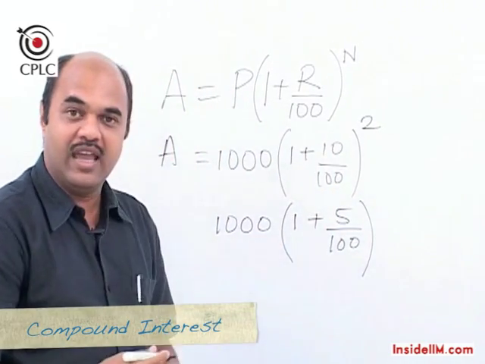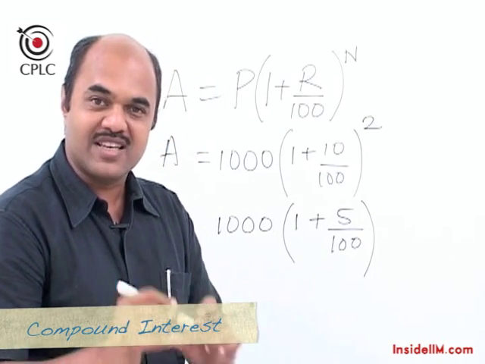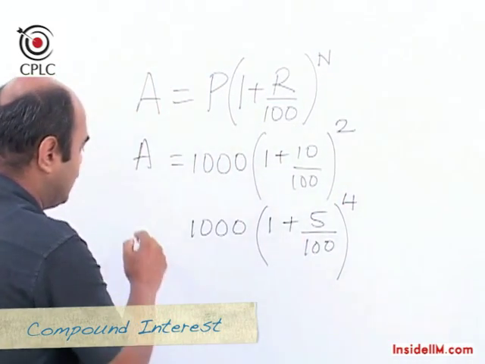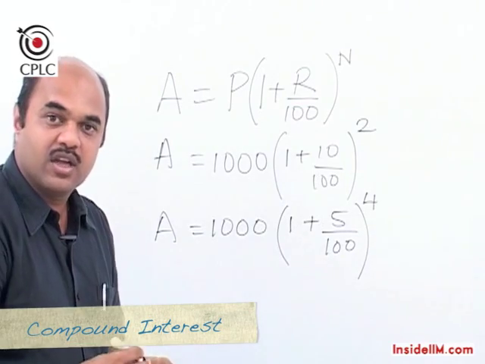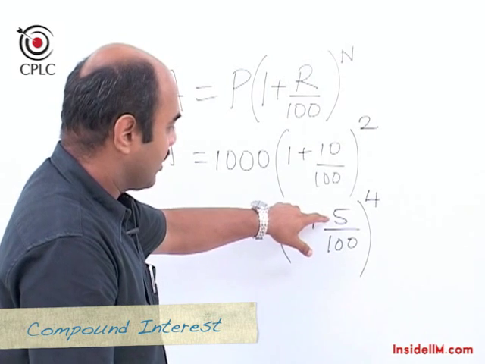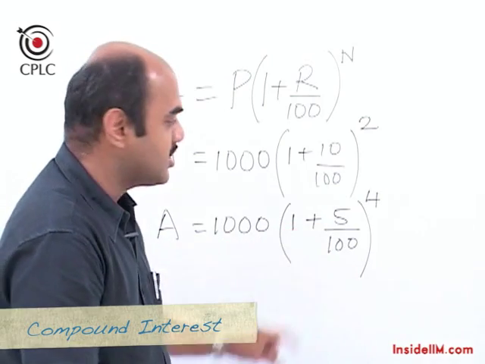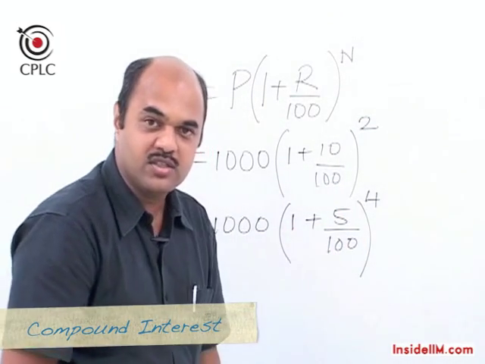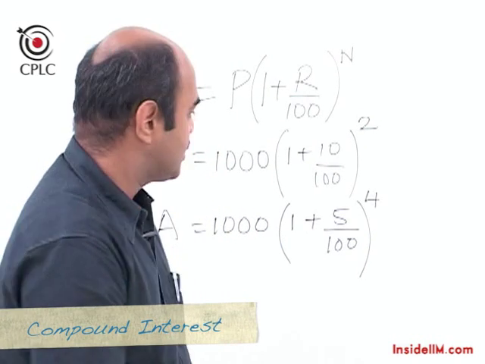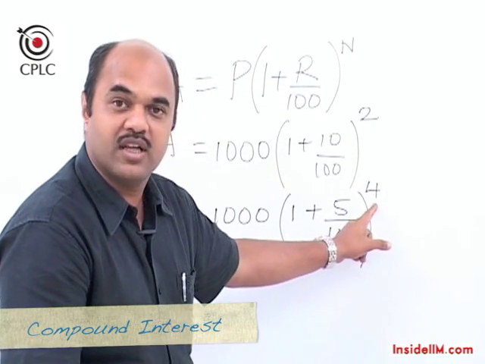And now when I consider n, which is the number of time periods, in 2 years there are 4 6 month time periods, and hence the value of amount would be calculated as 1000 into 1 plus 5 upon 100 raised to 4. Just to repeat, R is considered as 5% because we need to calculate R for 6 months, and N is taken as 4 because in 2 years there are 4 half year time periods, and since we were to calculate the amount at the end of 2 years, N is considered as 4.